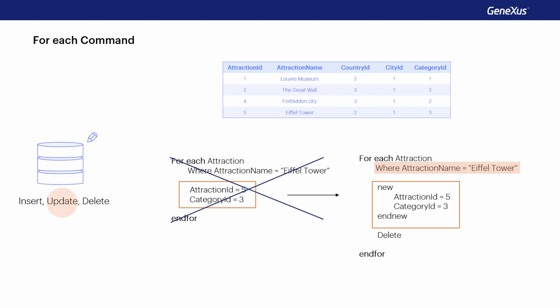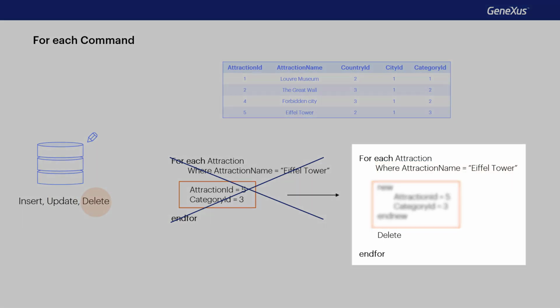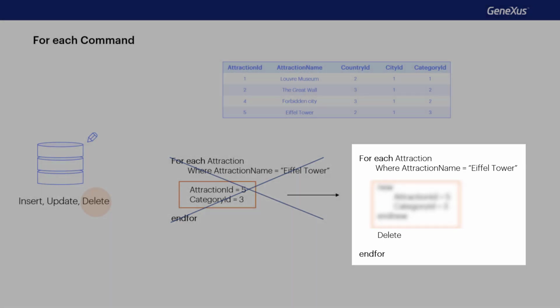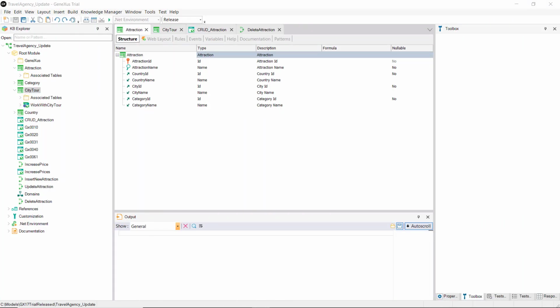This is how deletion will be in general. Using for each to choose a record and executing delete to delete it. Let's study the details of the deletion process. Let's remember the transactions that we have been using to study the insertion and update of the database through procedures.